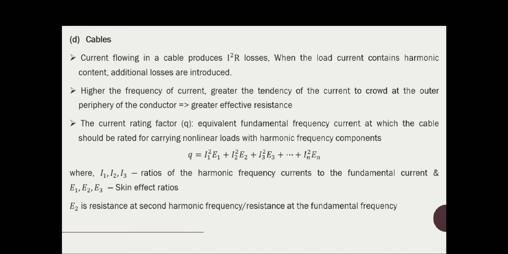Skin effect is due to unequal flux linkage across the cross section of the conductor, which causes the AC current to flow only on the outer periphery of the conductor. This actually has the effect of increasing the resistance of the conductor for AC currents. So the higher the frequency of the current, the greater the tendency of current to crowd at the outer periphery of the conductor, and the greater the effective resistance for that frequency. So that will increase the I square R losses.